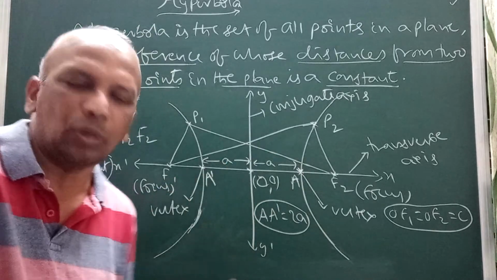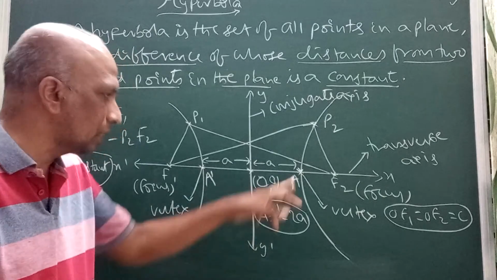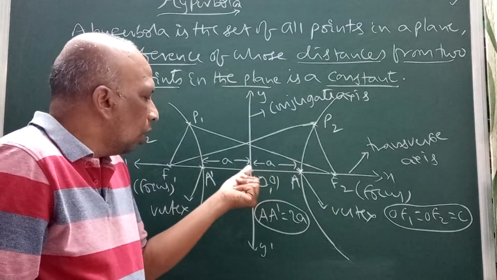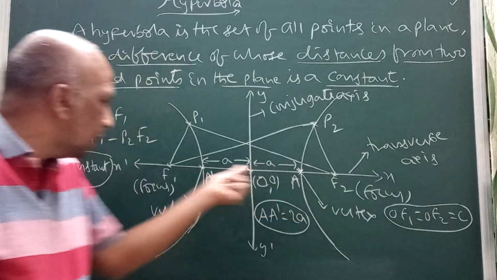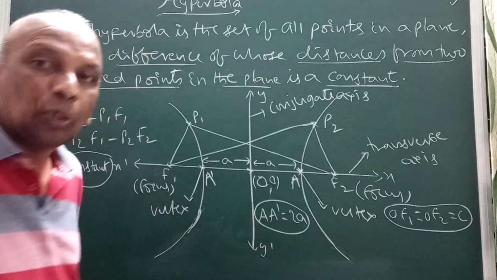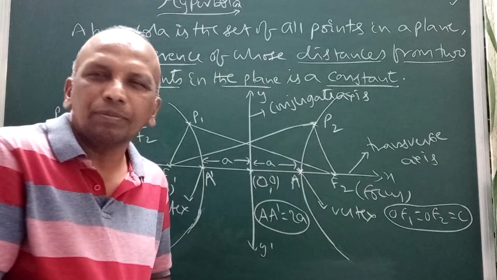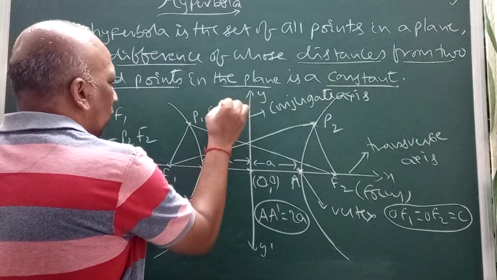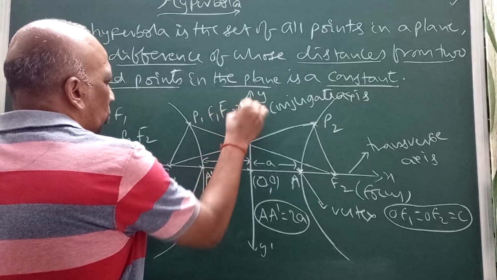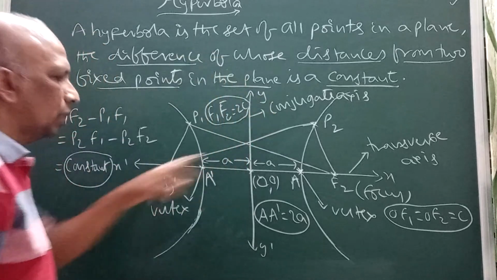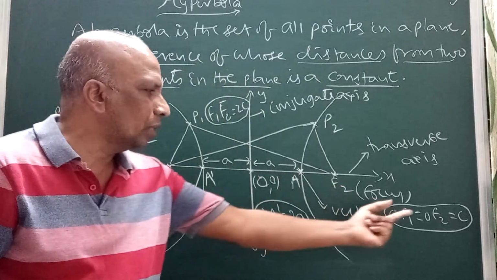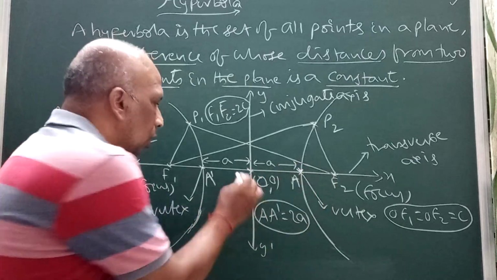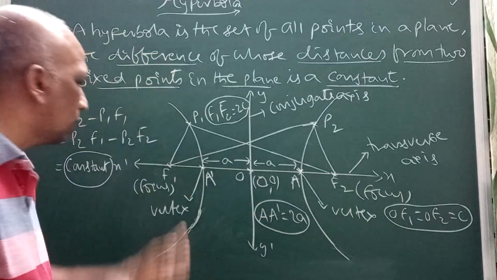I will discuss all this again. Just remember the total distance AA dash is 2A. Here, from the origin to F2 is C, and from the origin to F1 the distance is C. The total distance between F1 and F2 is equal to 2C. F1F2 is equal to 2C, because the origin to F1 is C. OF2 is C and OF1 is also C.